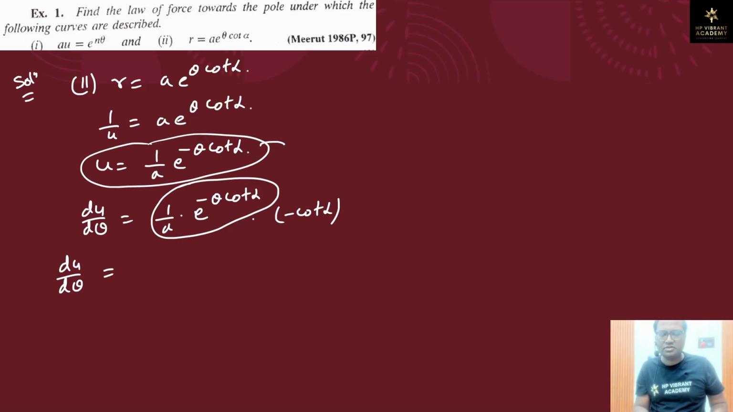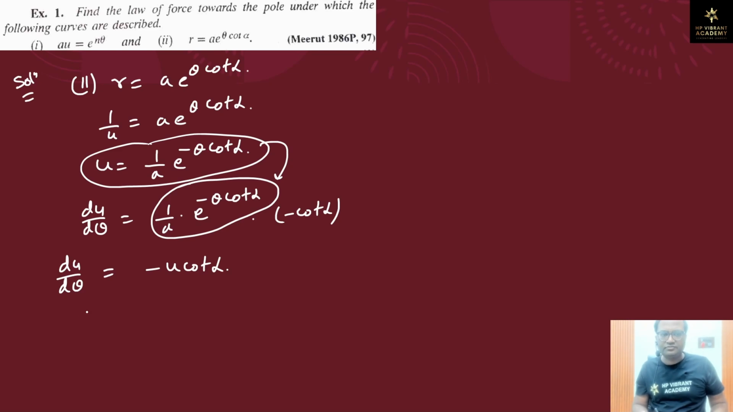So we have du upon d theta is equal to, and this value is u from here. Let us put the value of u here. So we have minus u cot alpha.